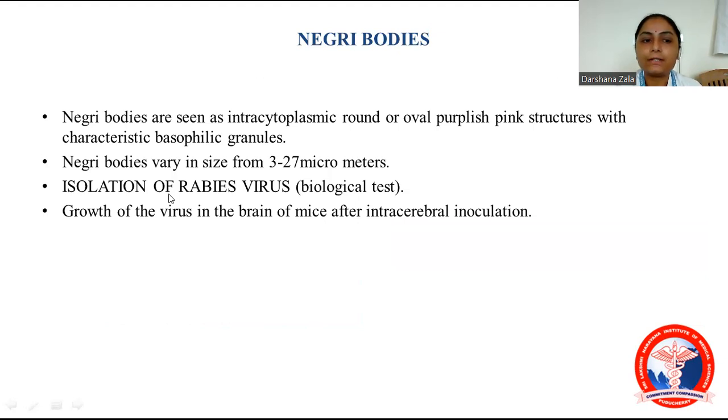It is a biological test, the growth of the virus in the brain of a mouse after intracerebral inoculation.